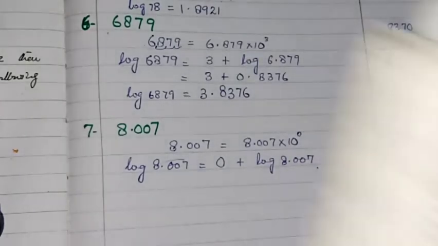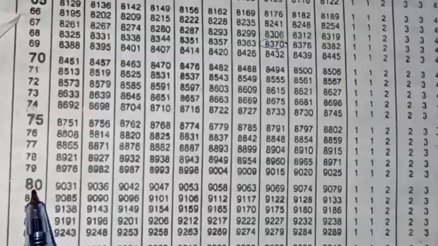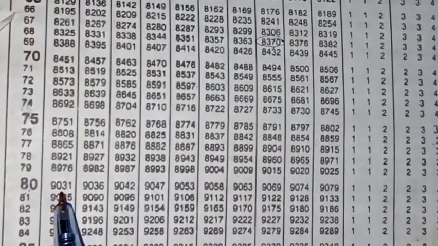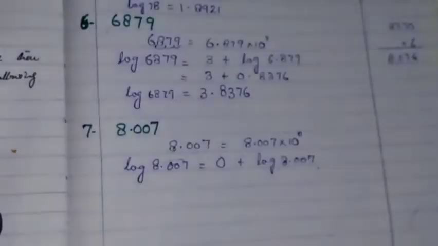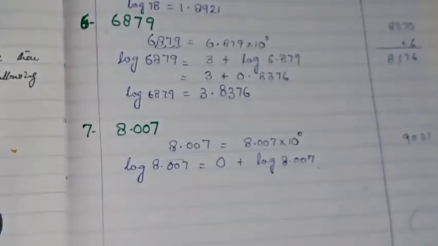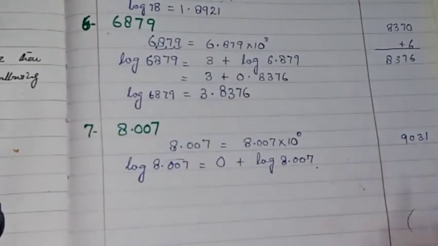So we have to go for the table again. First we have to go for 80, then we have to go for the 0 column, that is 9031. So we have to write 9031 first. We have to write this 9031 in the rough column.